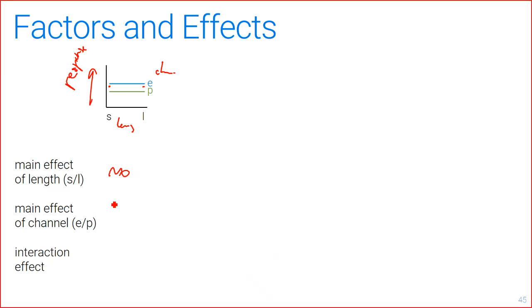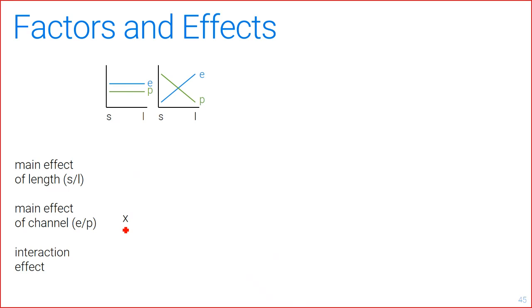Now, on average, the email is around there, and on average, the phone is around there. So there is a main effect of the channel. And there is no interaction effect because basically the lines are parallel. So there is not one specific combination that is differing from the others. So there is no interaction here. And this is actually what we see there.